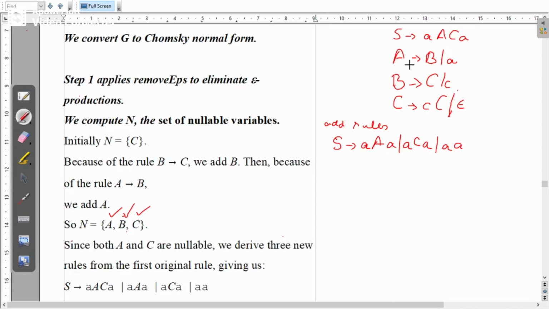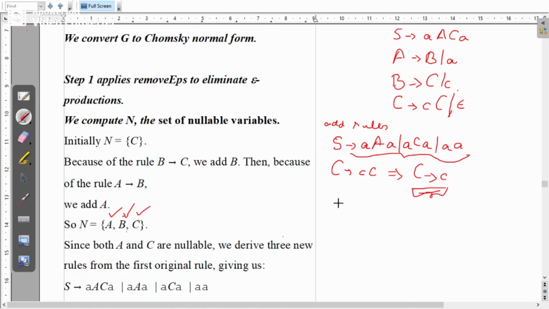Next, coming to A gives B, which can give you A gives epsilon. That is not required for us because we are here to eliminate epsilon productions. We don't want epsilon productions. Next, B gives C also going to give you B gives epsilon. That's of no use. Whereas C gives CC, if you make C nullable, can give you one new rule, C gives C. So this rule you can add, and finally you should remove the production C gives epsilon.